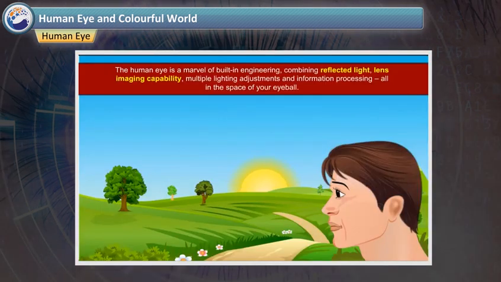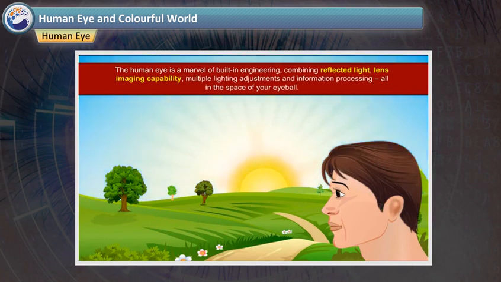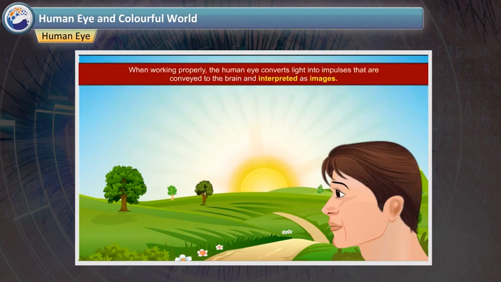The human eye is a marvel of built-in engineering, combining reflected light, lens imaging capability, multiple lighting adjustments, and information processing, all in the space of your eyeball. When working properly, the human eye converts light into impulses that are conveyed to the brain and interpreted as images.